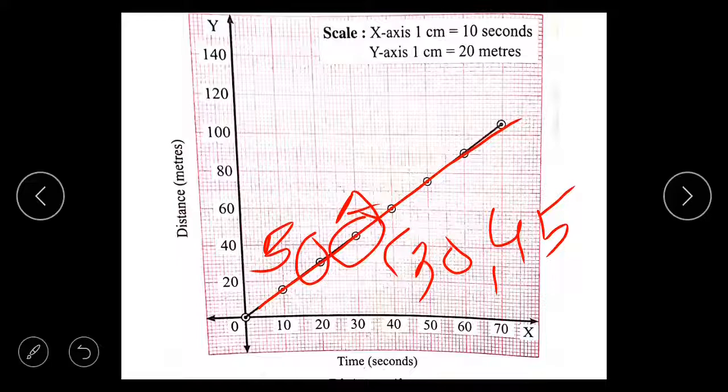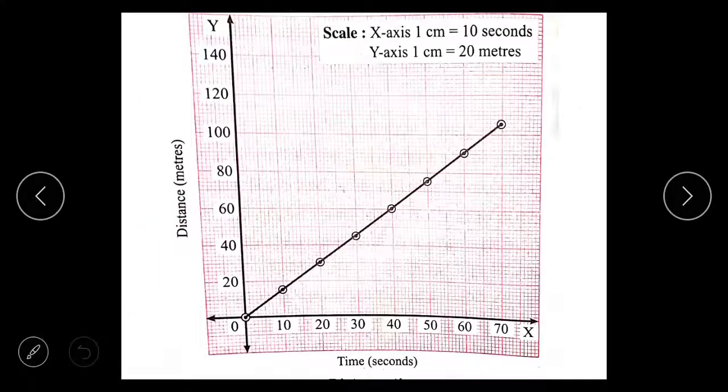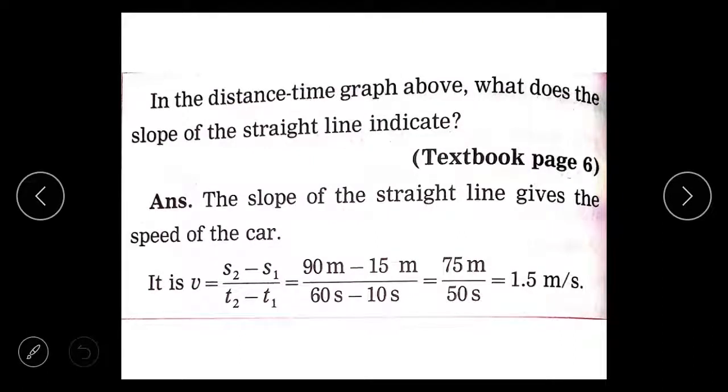Suppose we consider this first point and its coordinates as x1, y1, and consider this second point and its coordinates as x2, y2. So we need to calculate the slope by using the formula y2 minus y1 divided by x2 minus x1. Now, instead of y2 minus y1, we can say that these are the distances traveled, and x2 minus x1 is the time traveled. So we put directly here s2, s1 and t2, t1.